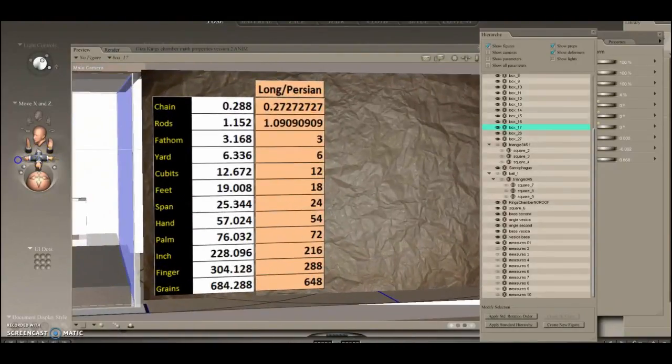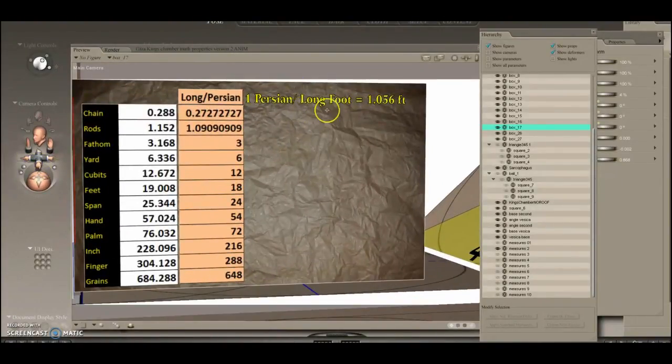And if you're familiar with our channel or precession harmonics, these numbers should ring a bell. But what happens if we, okay, so let's get that one out of the way. So what is a Persian or a Longfoot, which again, in Stonehenge Phase 1, well, one Persian or Longfoot is 1.056 feet.